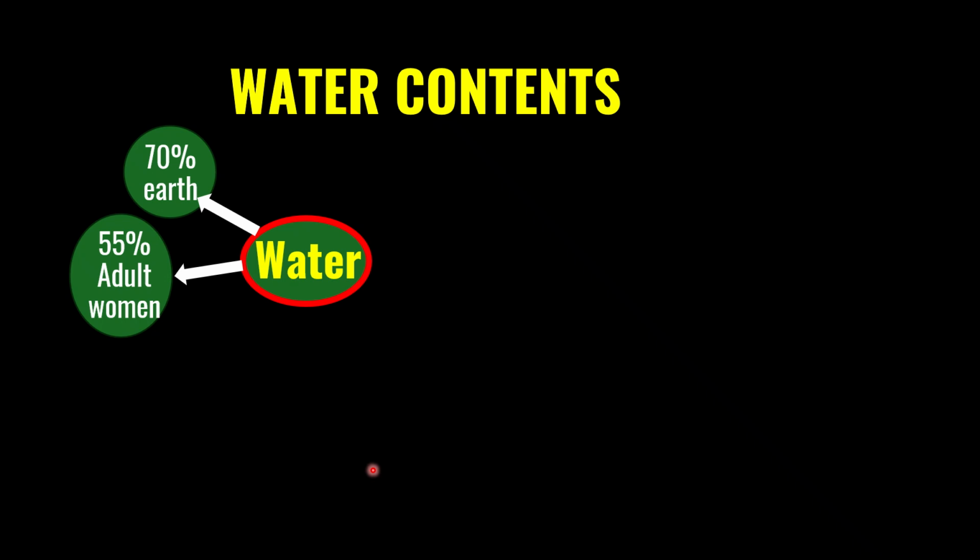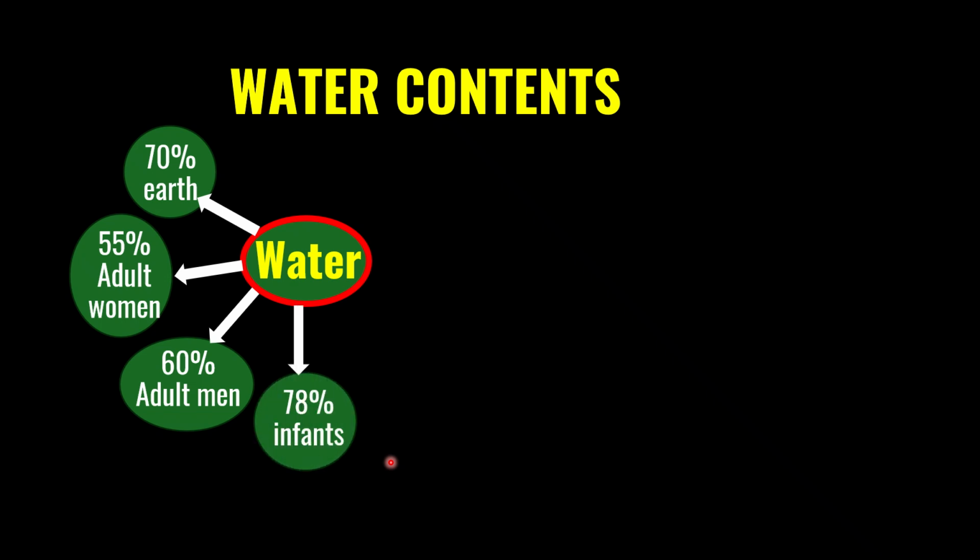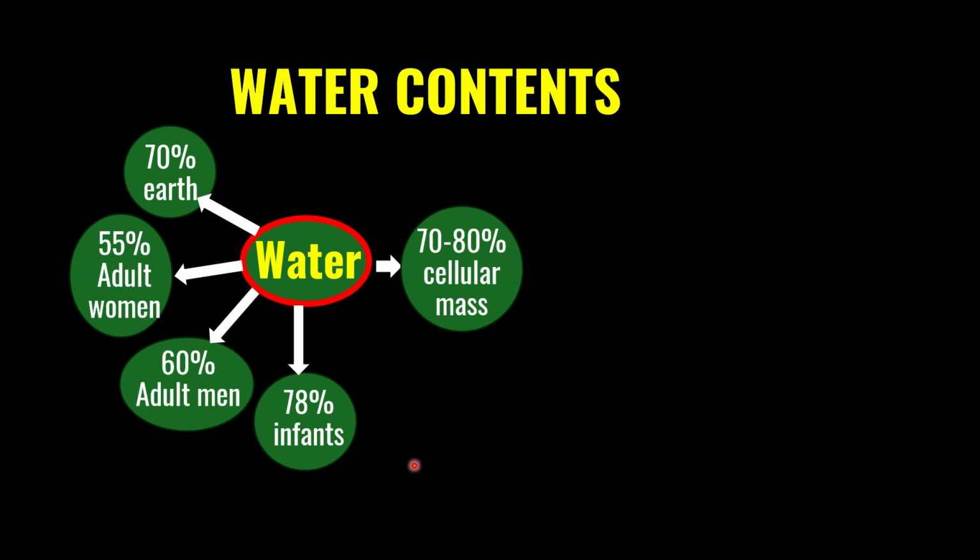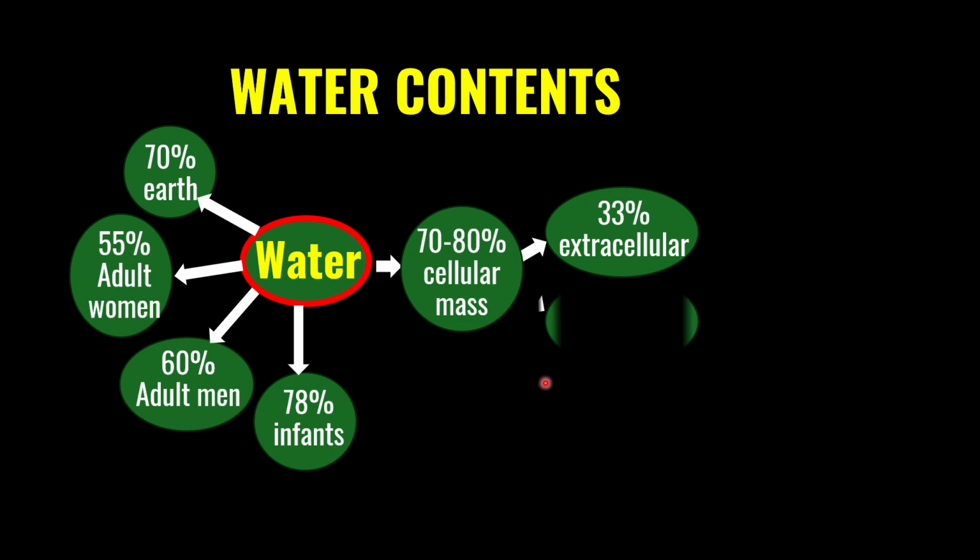When it comes to the adult human body, in women it is 55%, in men it is 60%. It further goes up to 78% in infant body mass. Regarding the cellular content of water, it ranges between 70 to 80%, of which 33% is present in the extracellular spaces, whereas the remaining 66% is present in intracellular spaces.